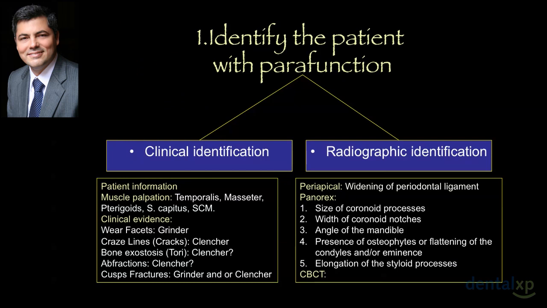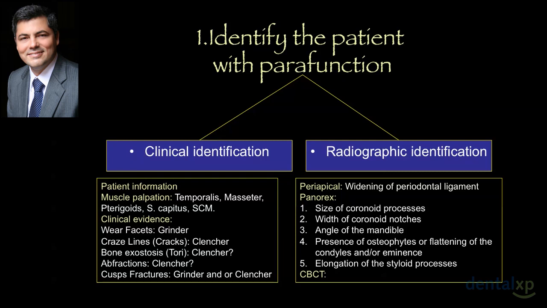And there are different kinds of parafunctional habits. Very important to do the clinical identification, and the clinical identification is done listening to the patient, doing your palpation to the muscles, and looking at the clinical evidence. On the other hand, you can also utilize the radiographic evidence by looking at the periapical x-rays, for example. The widening of the periodontal ligament is a factor that we use all the time.